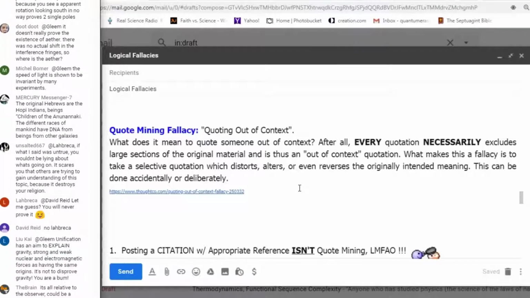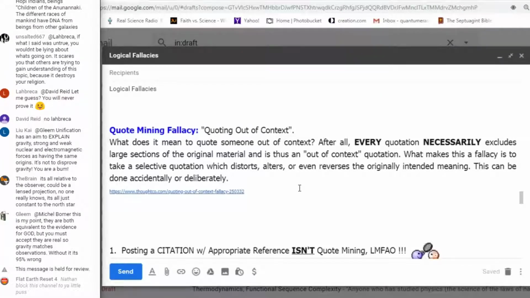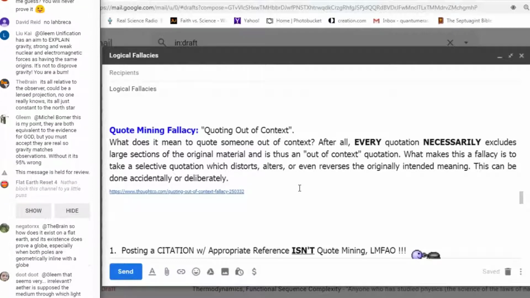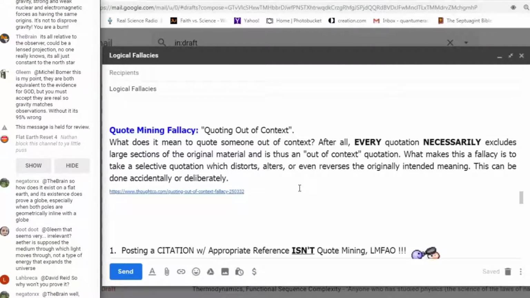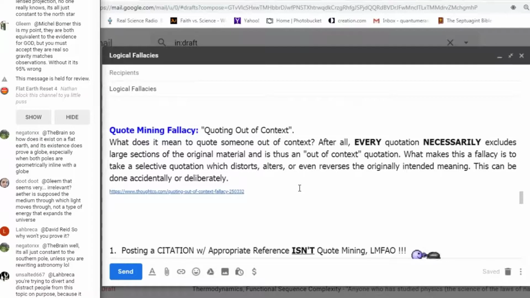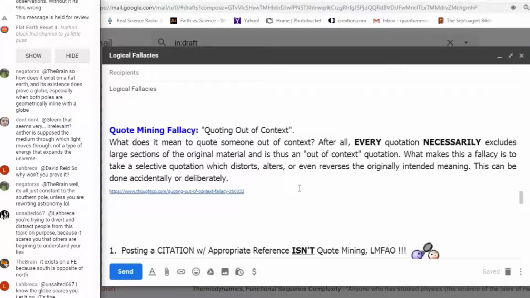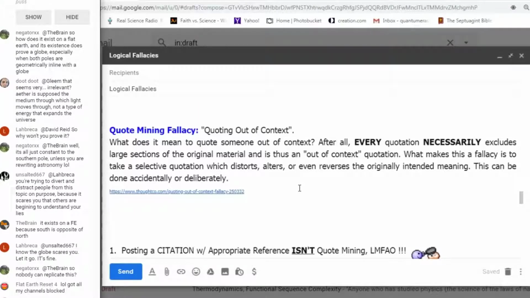My favorite. I'd like a little latitude on this one, Nathan. I'm going to spread my wings here. I'm going to love this. So, quote mining fallacy. This is quoting out of context. So, what does it mean to quote someone out of context? After all, every quotation necessarily excludes large sections of the original material and is thus an out of context quotation. What makes this a fallacy is to take a selective quotation which distorts, alters, or even reverses the originally intended meaning. This can be done accidentally or deliberately.